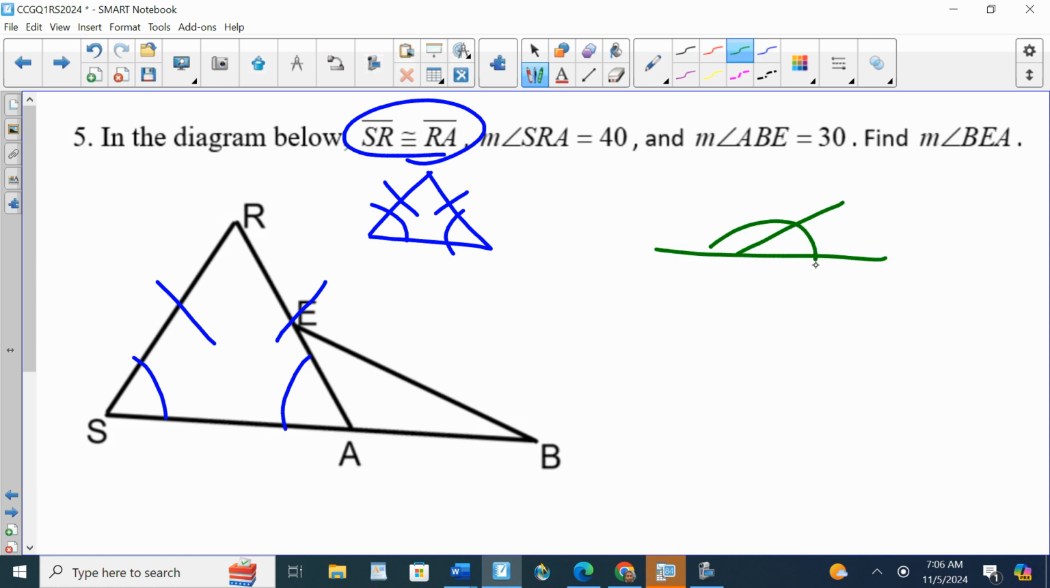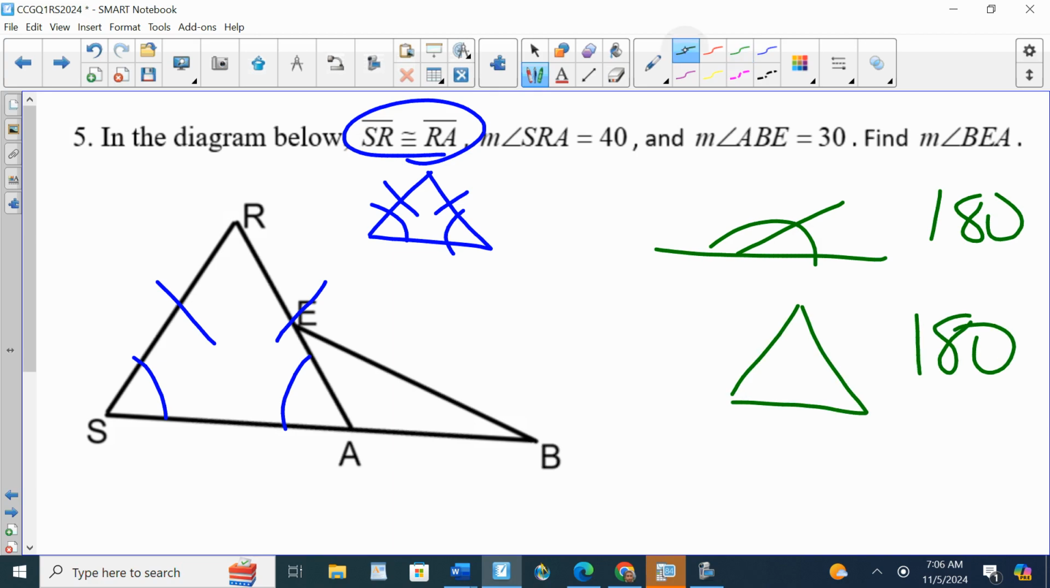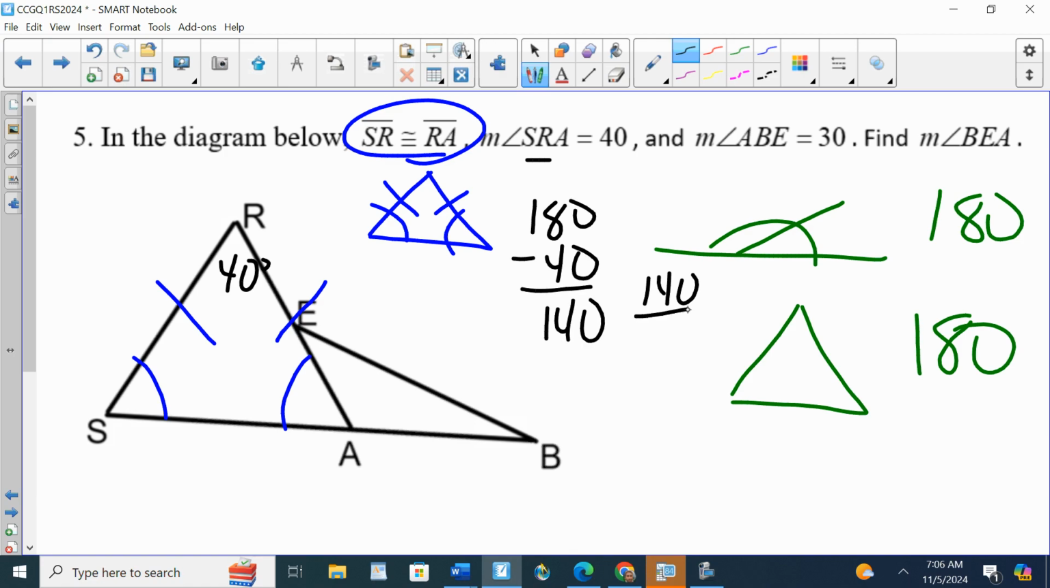Linear pairs add to 180. And look for angles of a triangle, which we talked about before, which add to 180. So if angle R in SRA is 40, since S and A are congruent, I can do 180 minus 40 is 140, and then 140 divided by 2 is 70, 70 and 70.